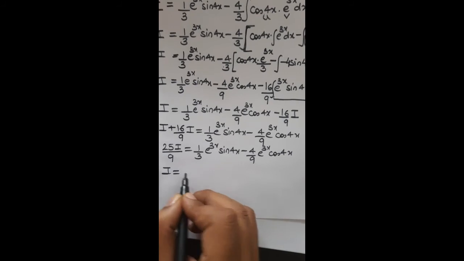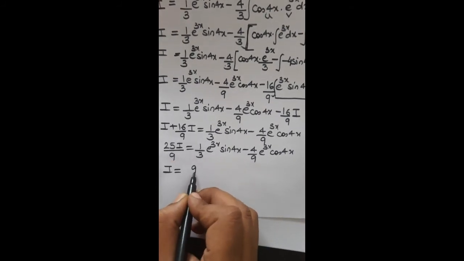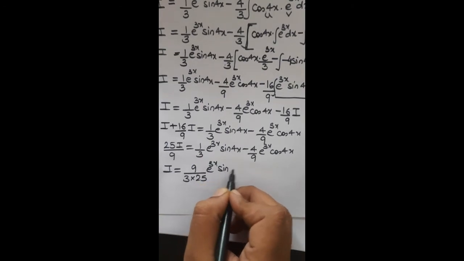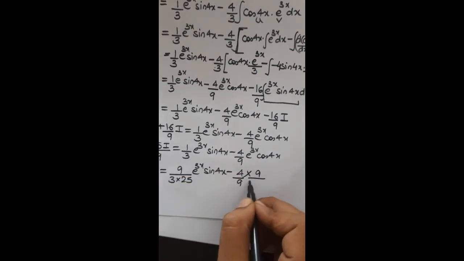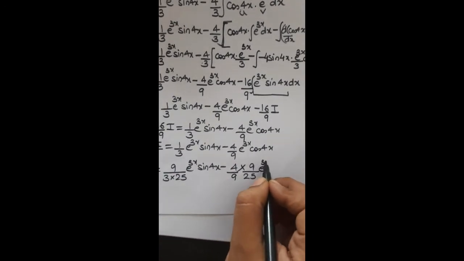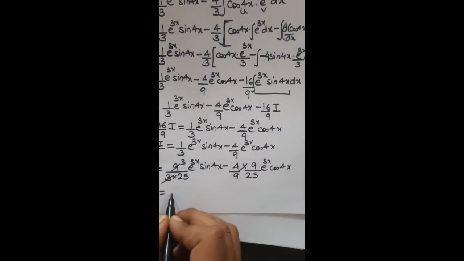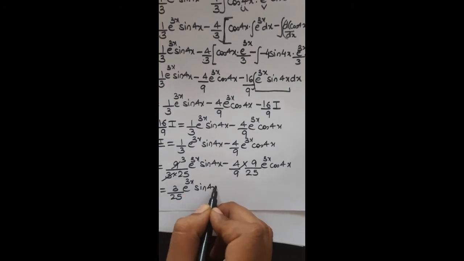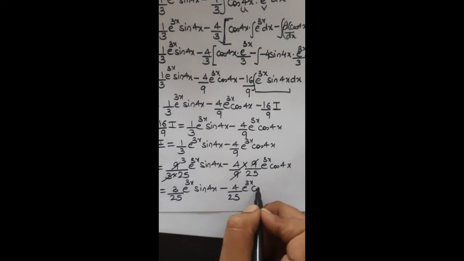So for the integral, 9 goes up, 25 comes down. So 9 by 3 into 25 e raised to power 3x sin 4x minus 4 by 9, 9 goes up, 25 comes down, e raised to power 3x cos 4x. So your integral will be 3 by 25 e raised to power 3x sin 4x minus 4 by 25 e raised to power 3x cos 4x.